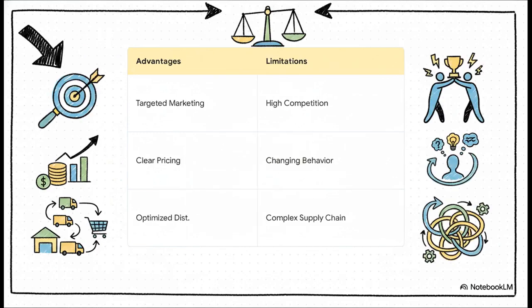Now, classifying products correctly has a huge practical business impact. On the advantages side, it unlocks highly targeted marketing campaigns, super clear pricing strategies, and optimized distribution networks. But of course, there are limitations. You are going to face high market competition, rapidly changing consumer behavior, and intensely complex supply chain management. It's a constant strategic balancing act for modern managers.